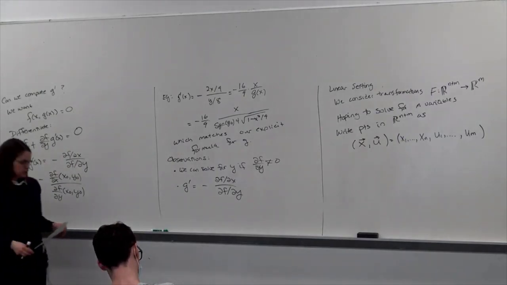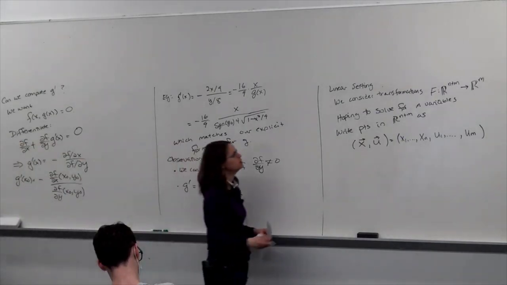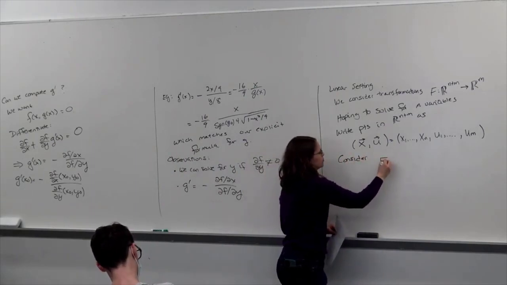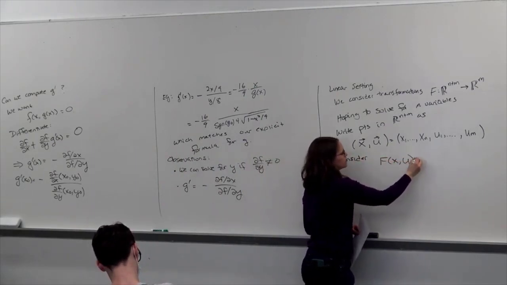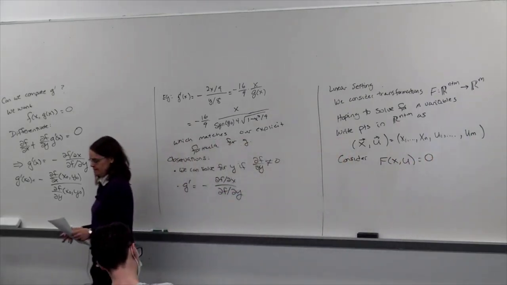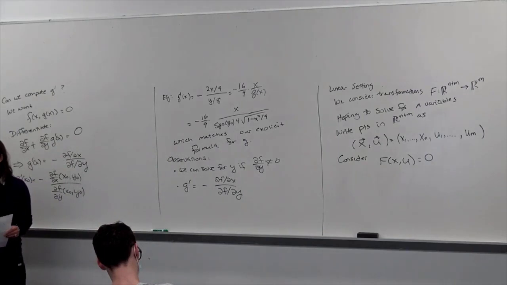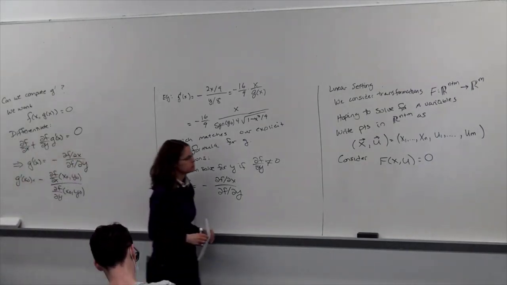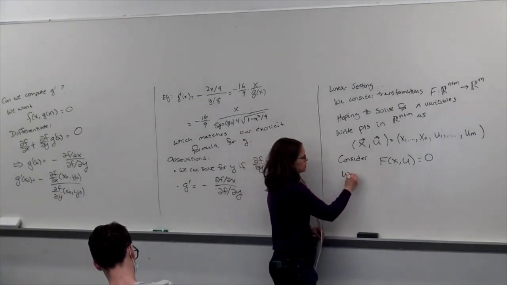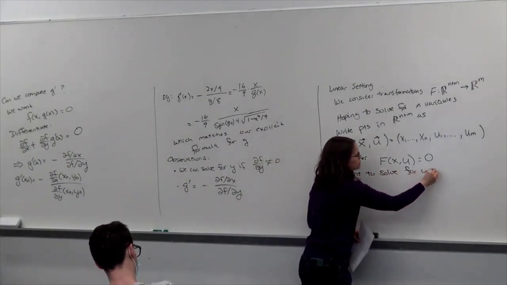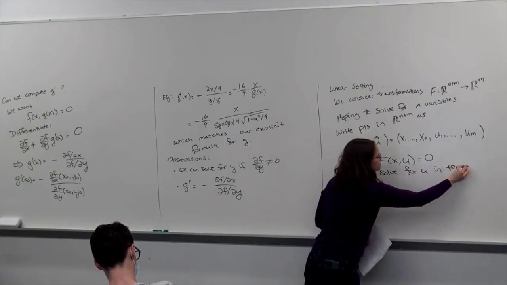Okay, so what are we trying to do? Again, we're considering f(x, u) = 0, where these inputs are vectors now. And we want to solve for the u variables in terms of the x variables.